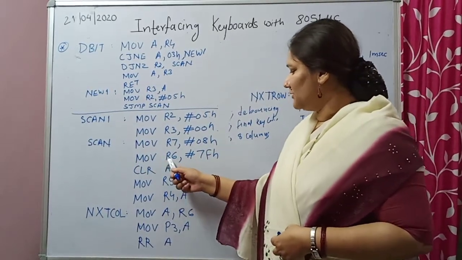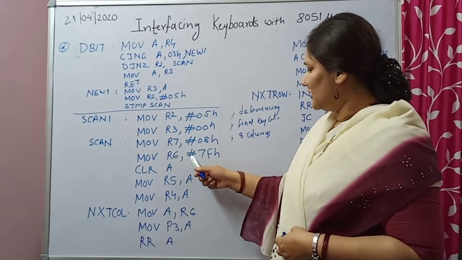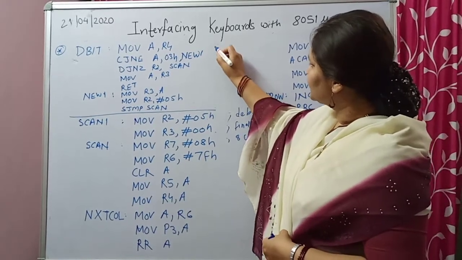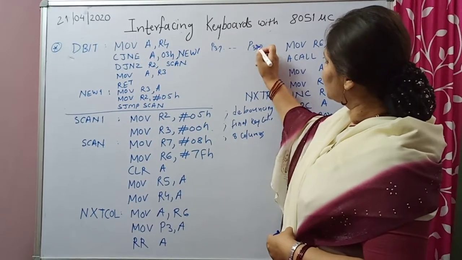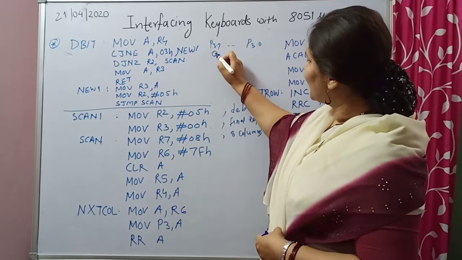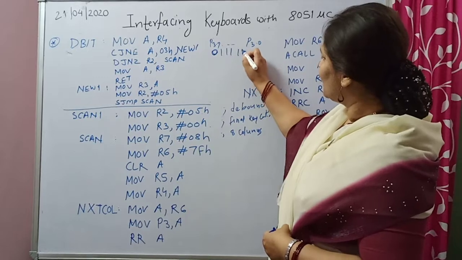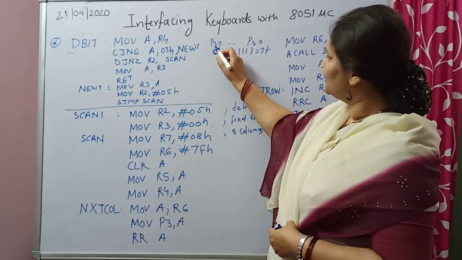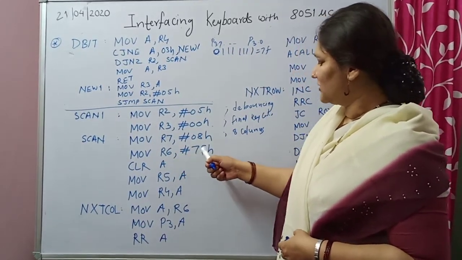Then we are moving the pattern. This is for the column activation pattern. Why are we taking 7F? In the last class I explained why 7F, because we are taking port 3.0 to port 3.7 for scanning lines. For scanning lines, one line should be 0 at a time, and the rest should all be 1. So this stands for 7F. Initially we are making this column 0, so we take the column activation pattern as 7F.